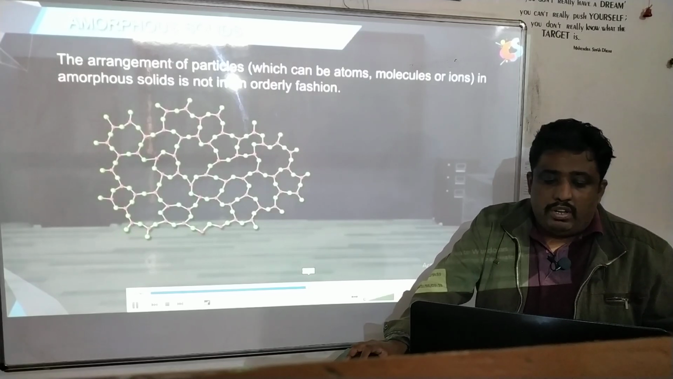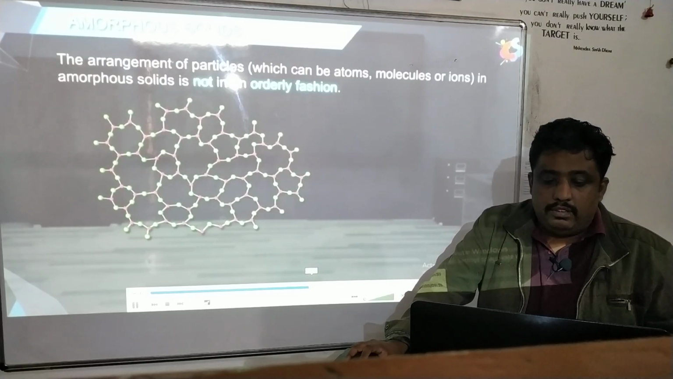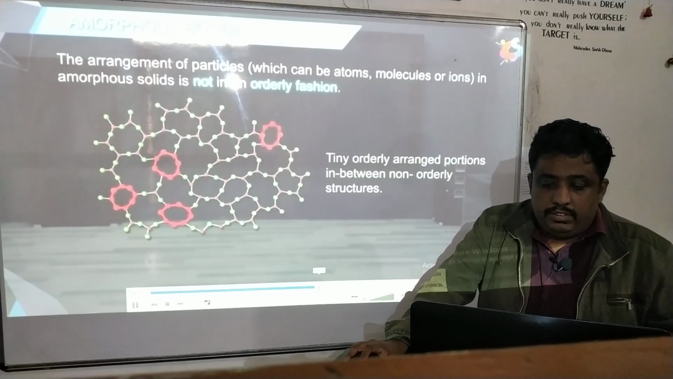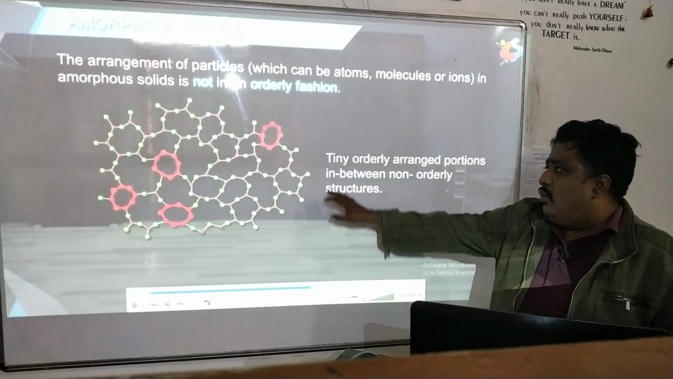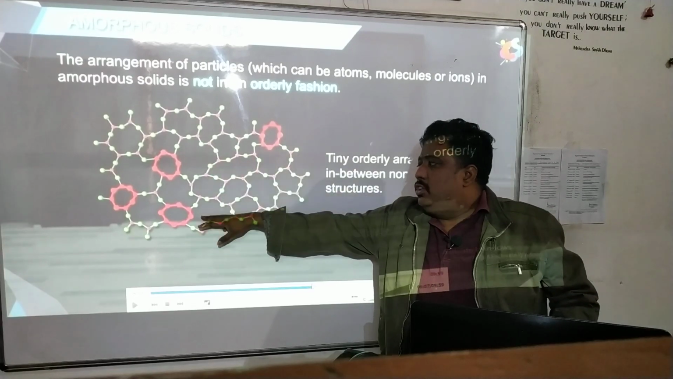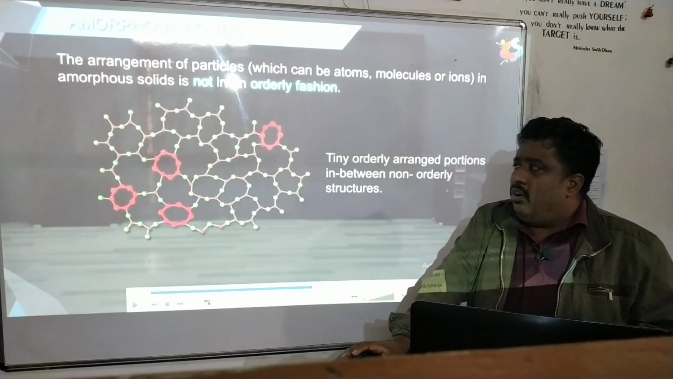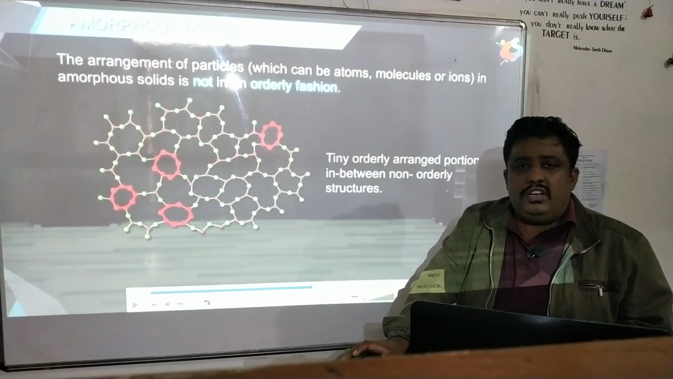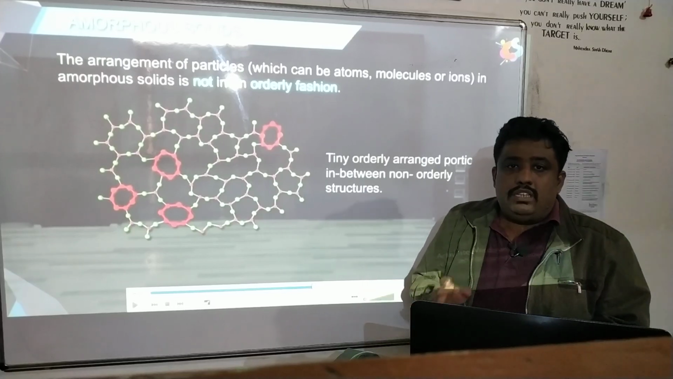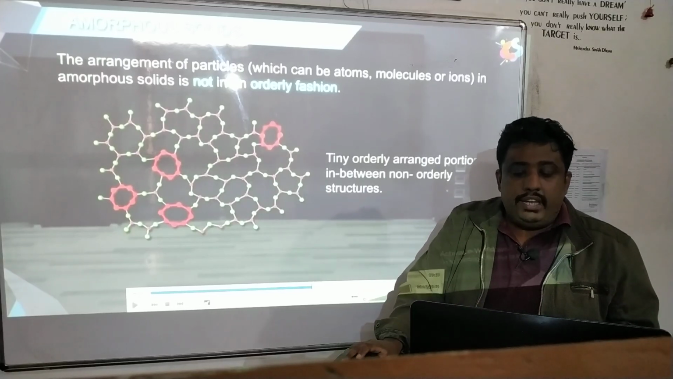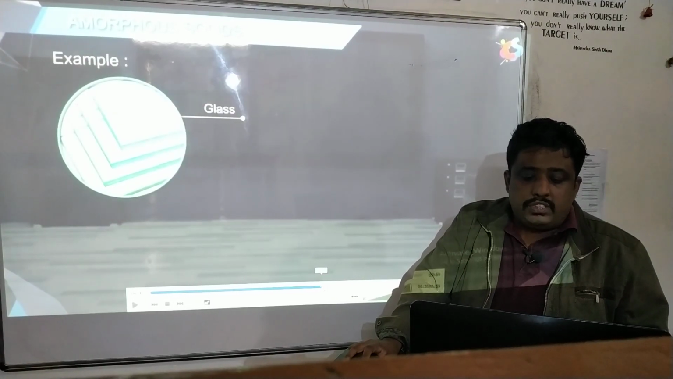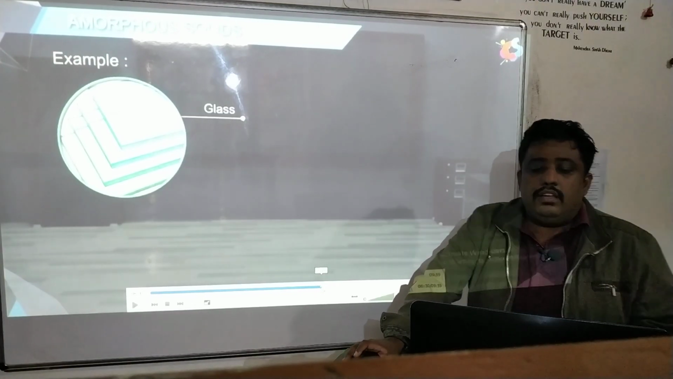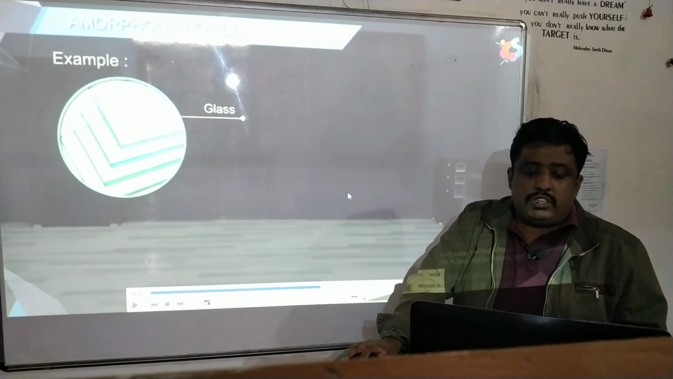Then amorphous solids have a non-regular arrangement, okay, and you can see that in some places there is orderly arrangement, like here in the red zones, but more or less they do not have a regular arrangement, so they are said to possess short range order, okay. Now, let us come to some other properties of the amorphous solids. What are examples of amorphous solids? Glass is an example of an amorphous solid.